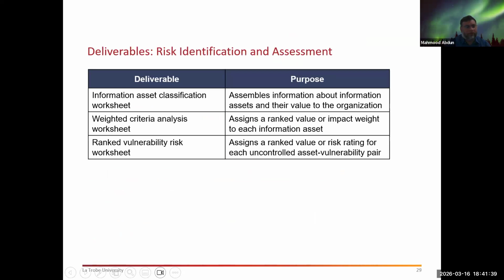Okay, so this is what you get. Information asset classification worksheet, the asset relative value I told you about. Then a weighted criteria analysis worksheet, which is basically a TVA matrix, and a ranked vulnerability risk worksheet, which is basically after you calculate your risks, then you find out which risks are the most important, right?